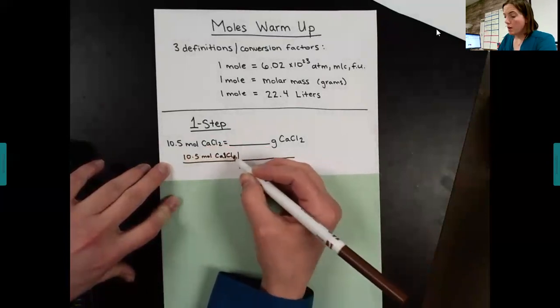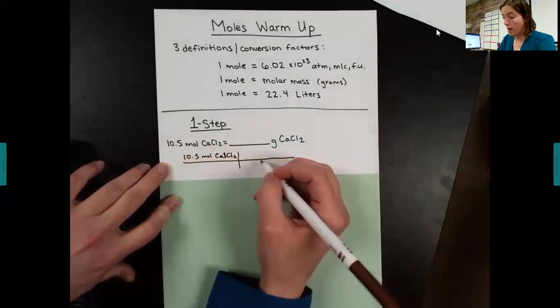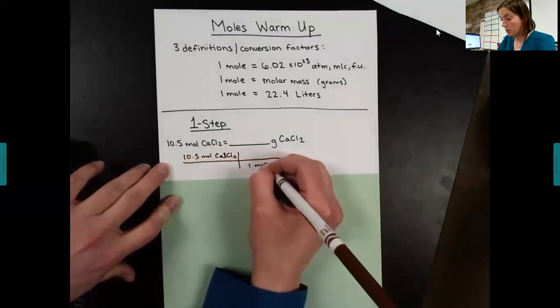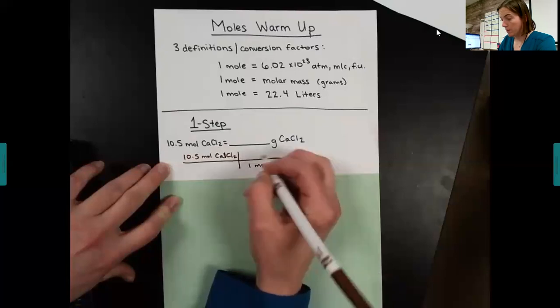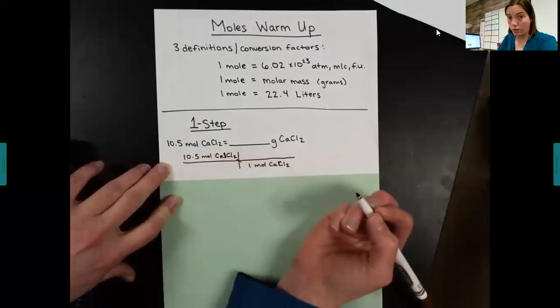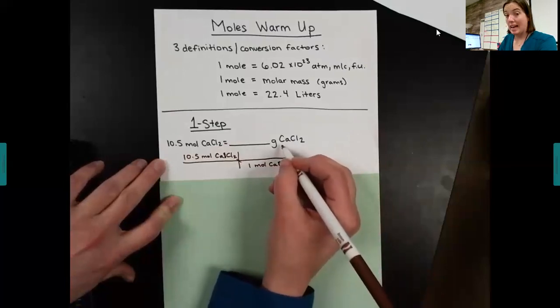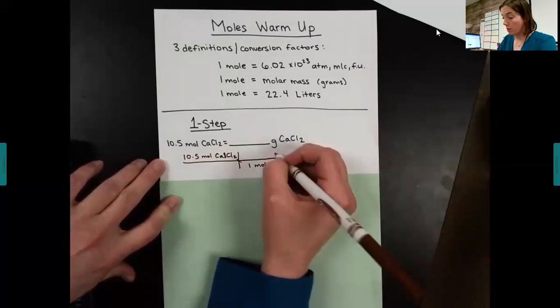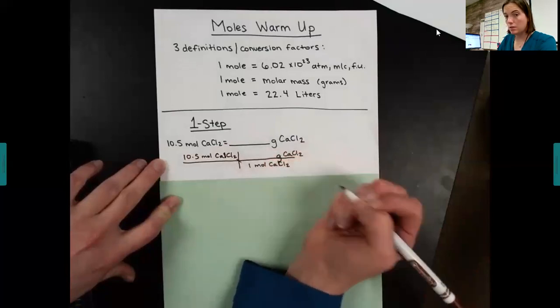All right, if we have 1 mole on top here, that means on the next track, we have to have 1 mole on bottom. So that way my moles are diagonal from each other because we never want them to be neighbors. This is asking us to find grams of calcium chloride, grams of CaCl2.